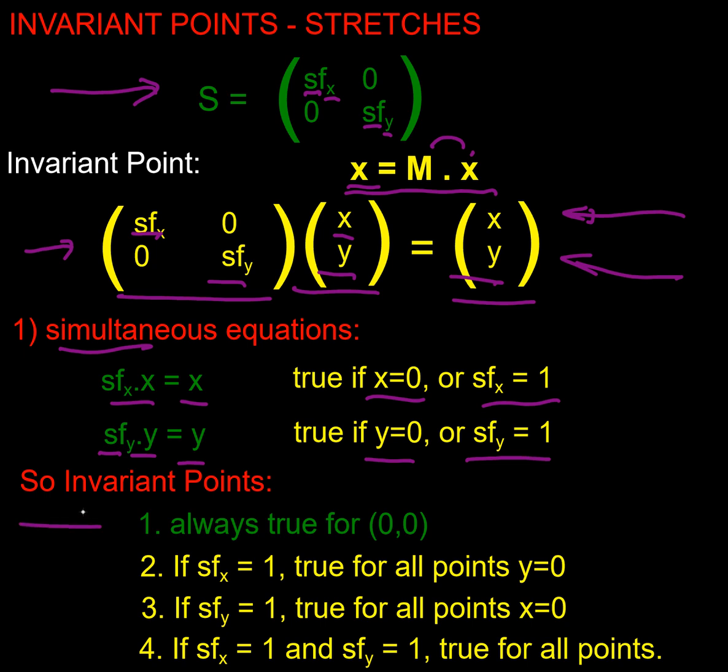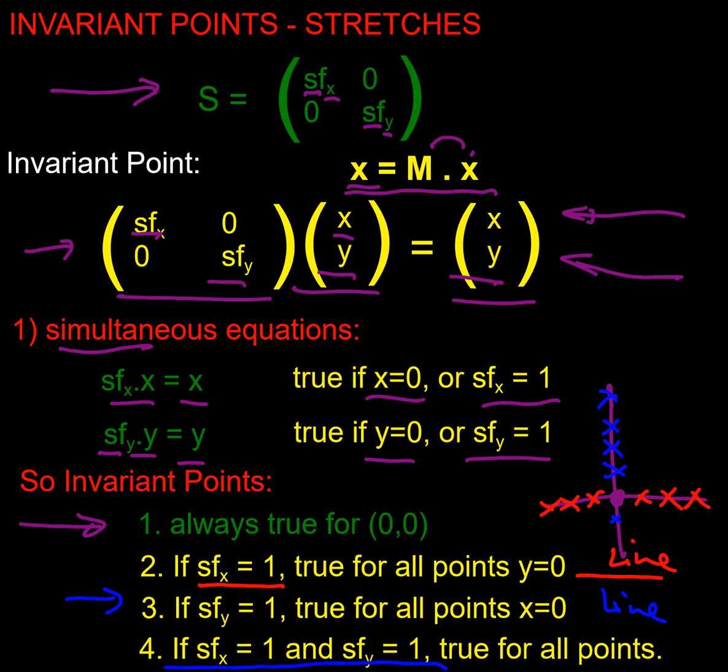So what does that tell us? It tells us that the central point, the origin, is always an invariant point. But we also have these special cases. The first one is if the scale factor in the x direction is 1. Then all the points on this line are invariant. Similarly, if the scale factor in the y direction was 1, every point on this line would stay where it is. So that will be the second invariant line. And of course, the most trivial case is that both scale factors are 1, in which case every point stays where it is. That's a real special case. So what a surprise: the only one that's guaranteed to be invariant is the origin.